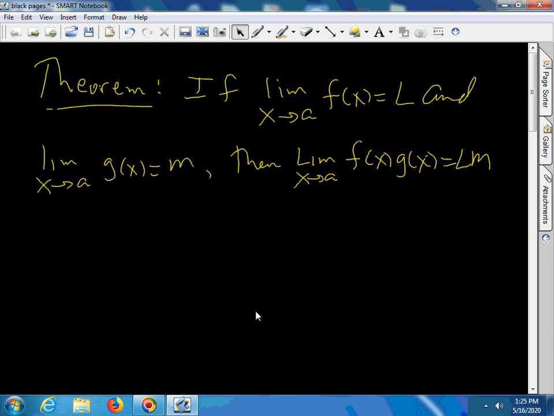We're going to prove that if the limit of f of x equals L and the limit of g of x equals M as x goes to a, then the limit of the product as x goes to a is just LM. So, proof.